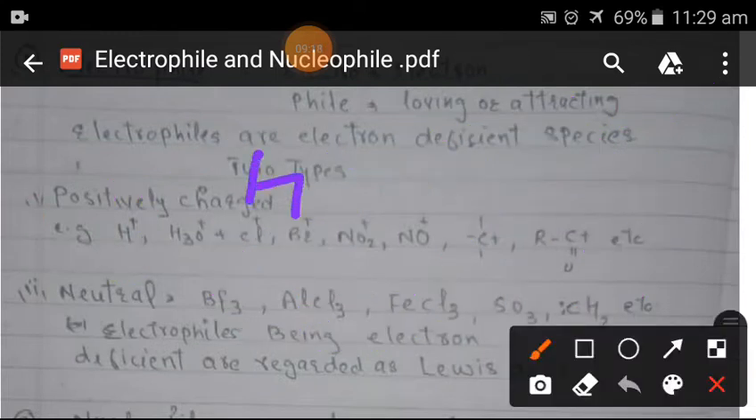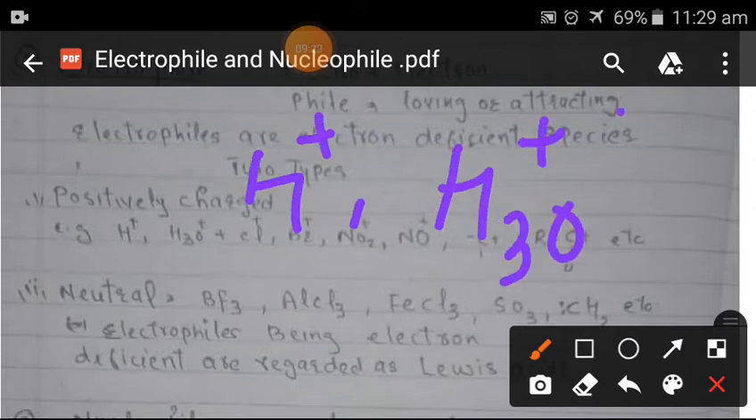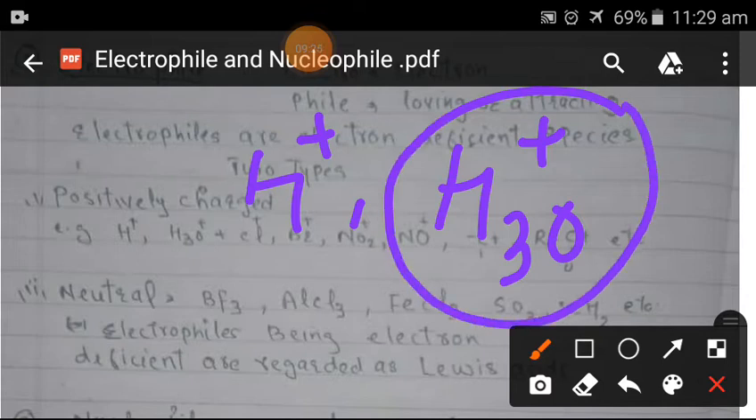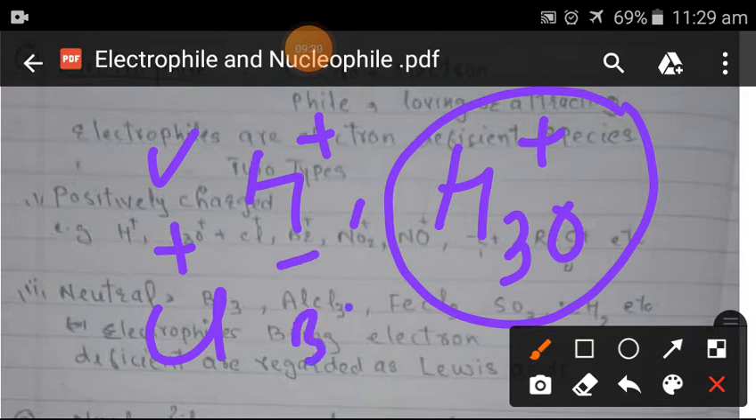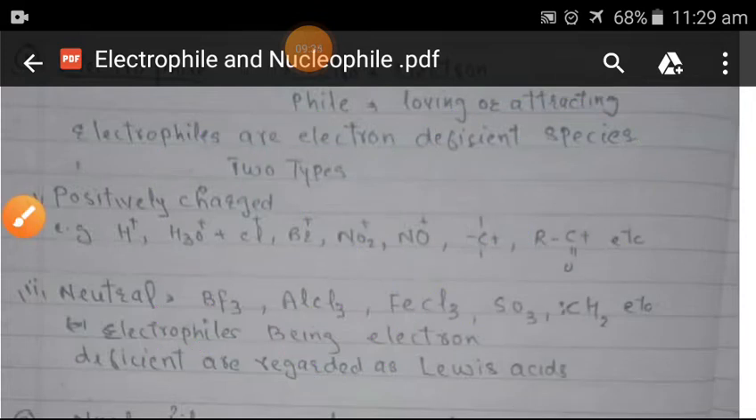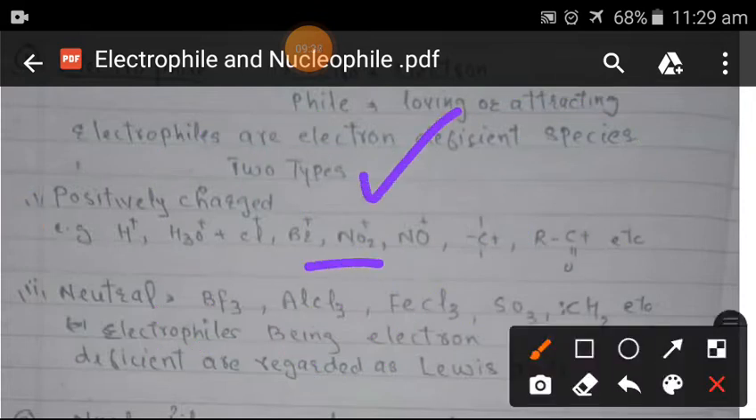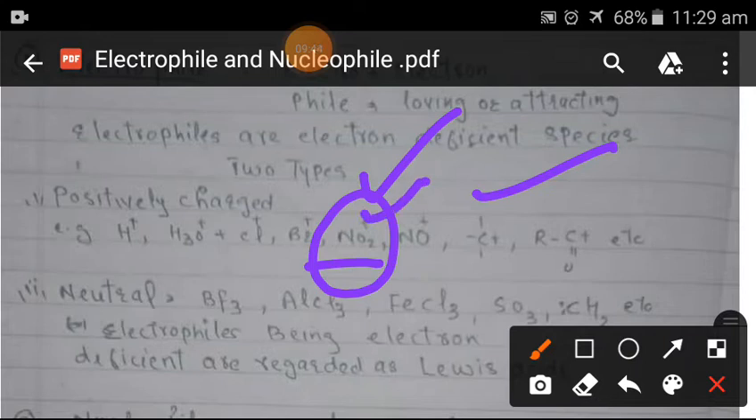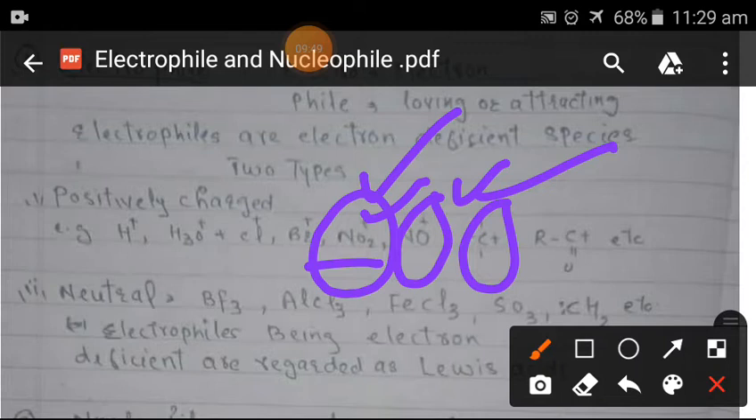One is H positive. Similarly H3O positive, this is also one of the electrophiles. Chlorine positive, an electron deficient species. Bromine positive, an electron deficient species, that is electron loving. Similarly, NO2 positive, this is also an electron deficient species. These have positive centers, which itself indicates that they are electron deficient. NO2 positive charge means electron deficient. NO positive, carbocation, carbonyl group, it also has a positive charge.